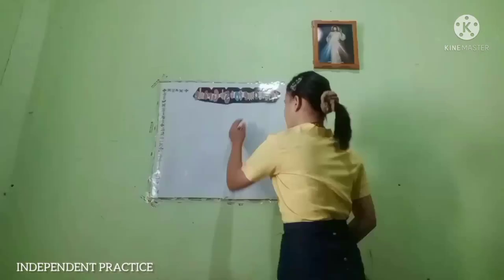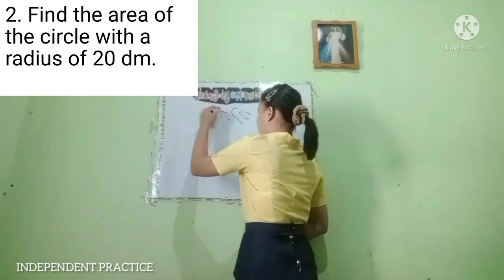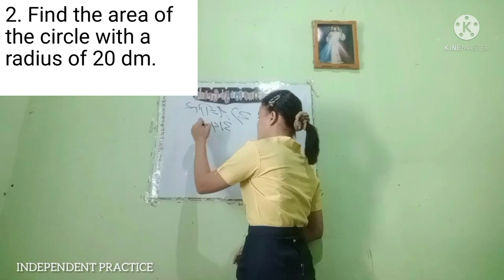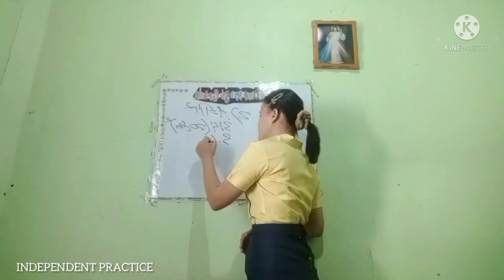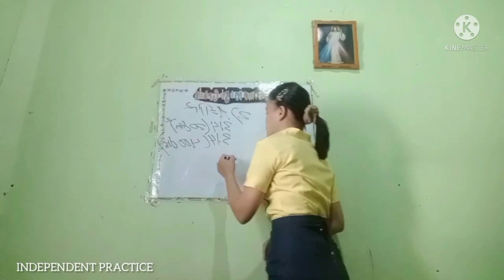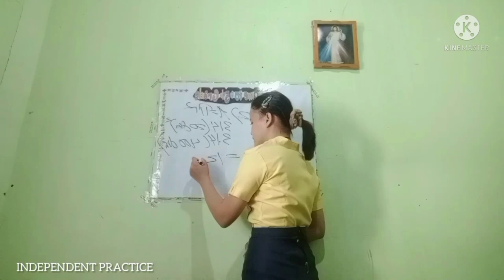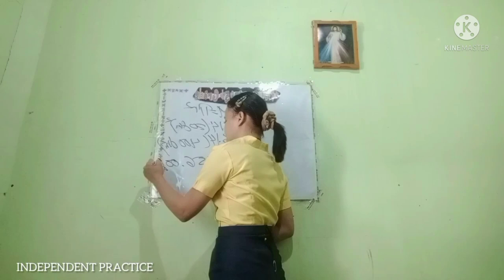Number 2 is what? A is equal to pi r squared. So 3.14 times, what is the radius? 20 diameter squared. And then, two times 3.14, 400 diameter squared. And then, let us multiply it. So, the answer is 1,256.00 squared. So, this is the final answer.